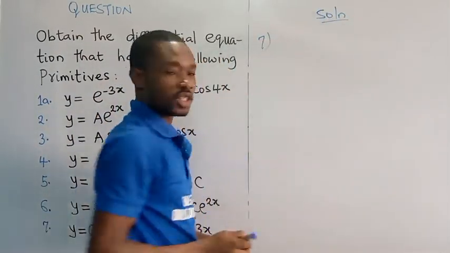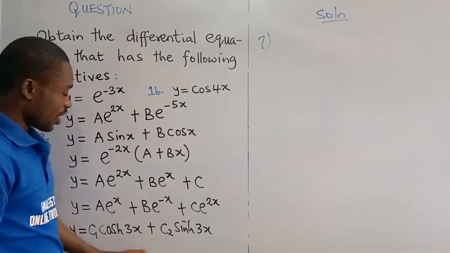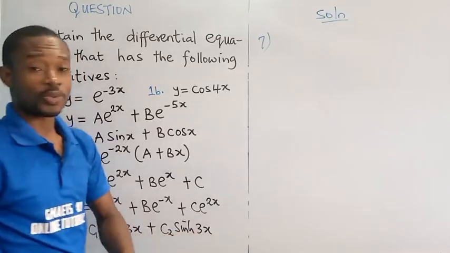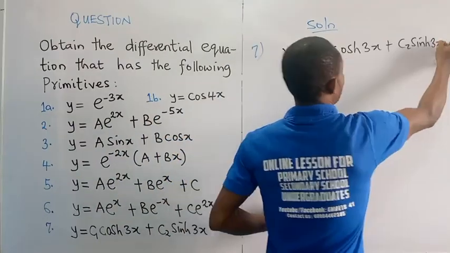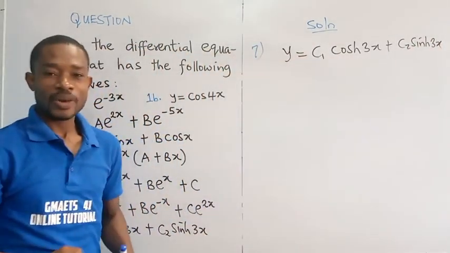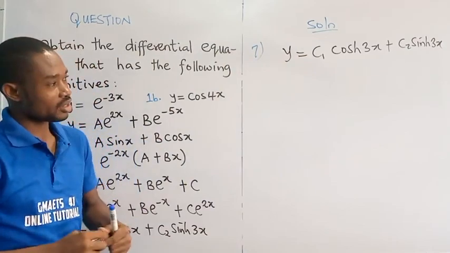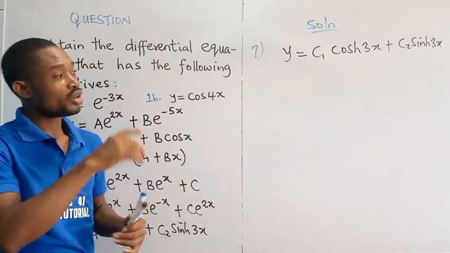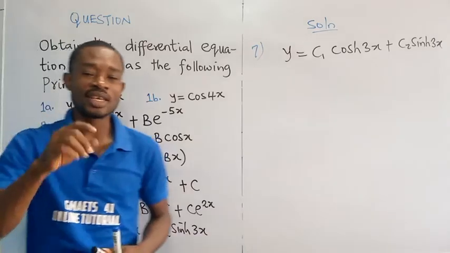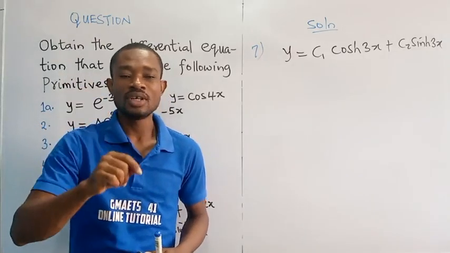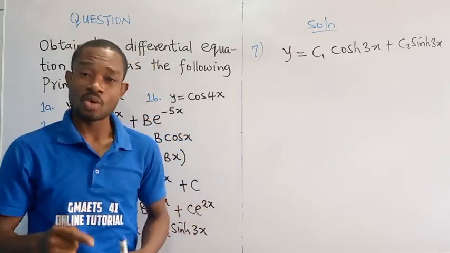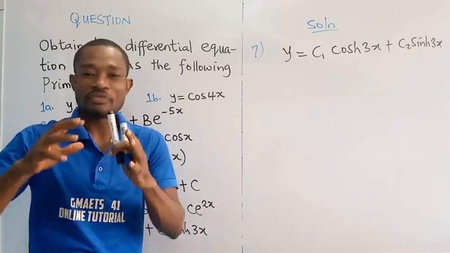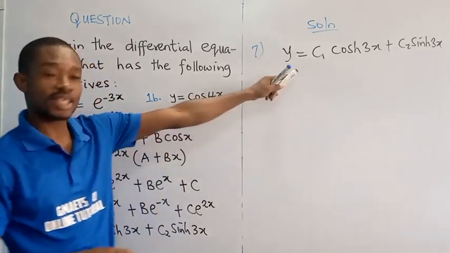So that's the solution to question number 7. We're asked to find the differential equation that has this primitive. Like I explained in that previous tutorial class on ODE, once you are given something like this, your interest is to check for the number that represents the root of the auxiliary equation extracted from the differential equation that has this primitive.